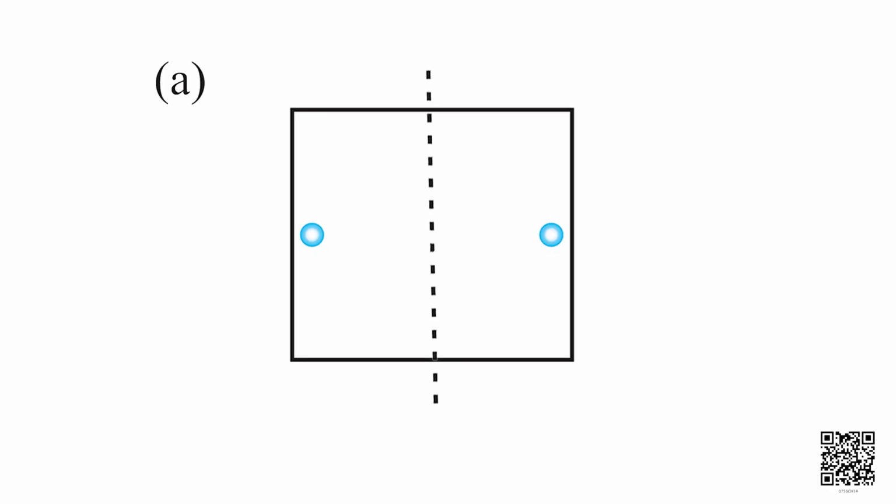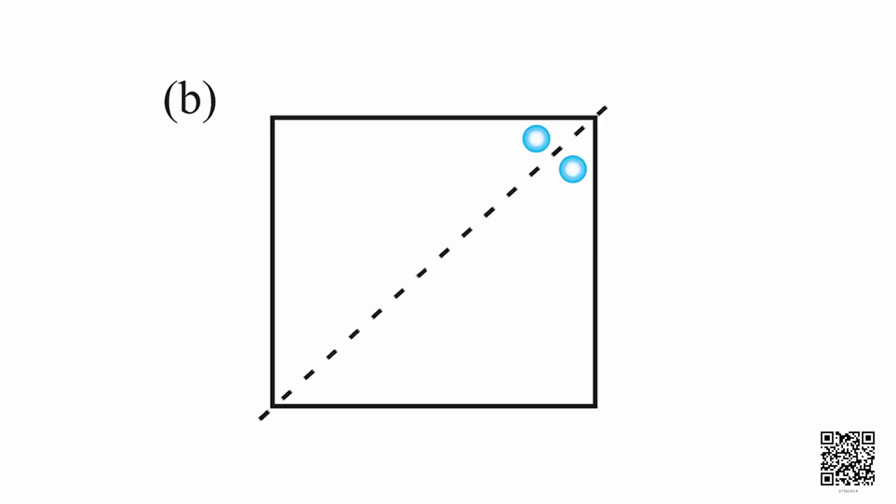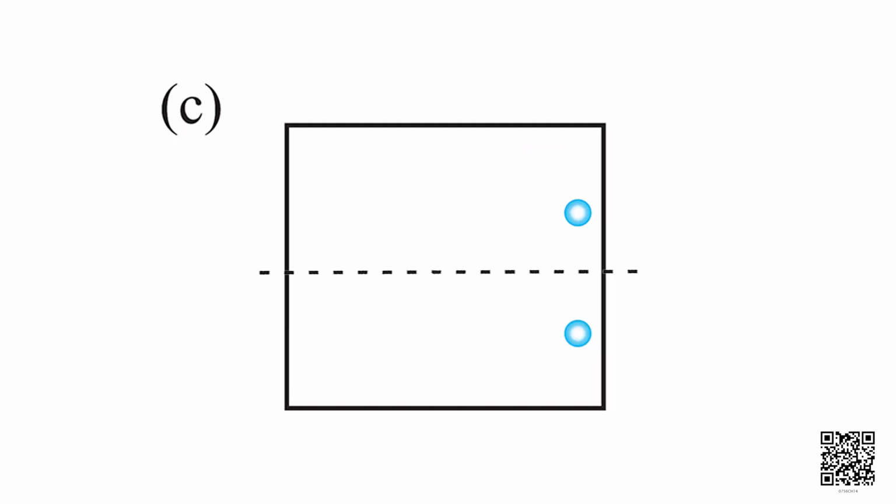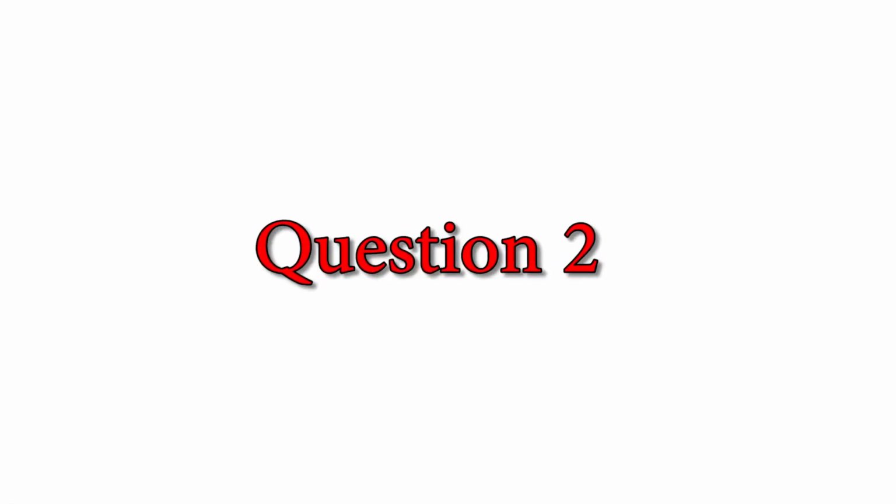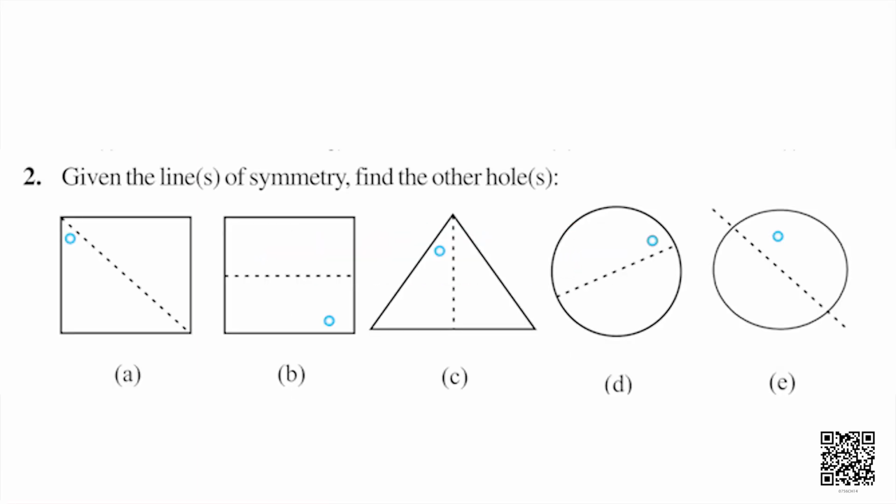So the first question is the square. In this, the line of symmetry will be like this. Then in the B part, we can make the line of symmetry like this. Then students, we can make the line of symmetry like this. So students, the first question is a square with the line of symmetry, and we have been given one hole as well.